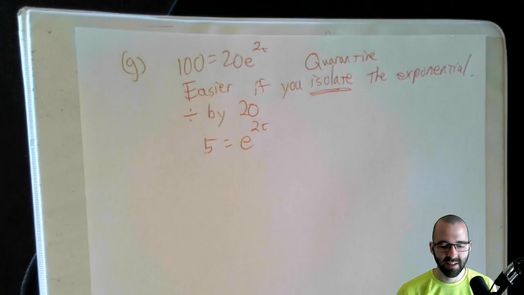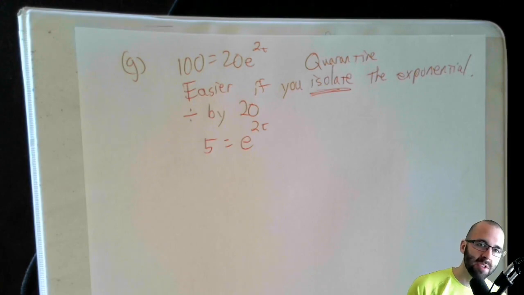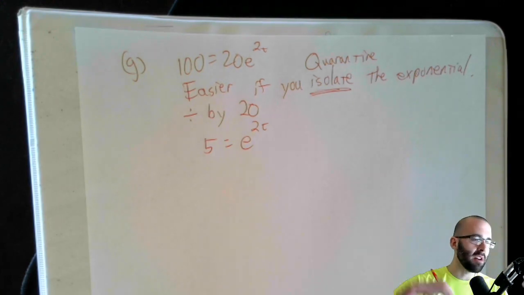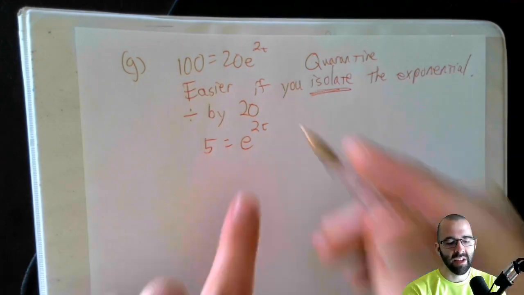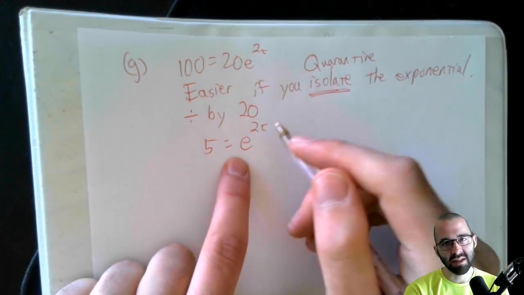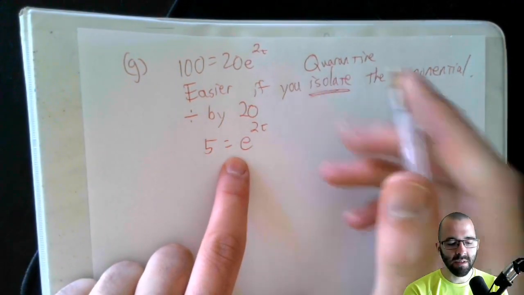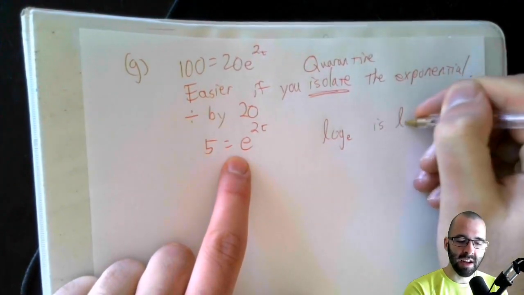Okay? And now it's just like the previous two parts. So you can use any log you want, as long as you use the same one on both sides. You could use log base 2, you could use log base 5, you could use log base 7. But there's a really natural choice here, and that's to use log base e. That'll make things a little nicer if you use log base e. And remember, log base e is natural log.